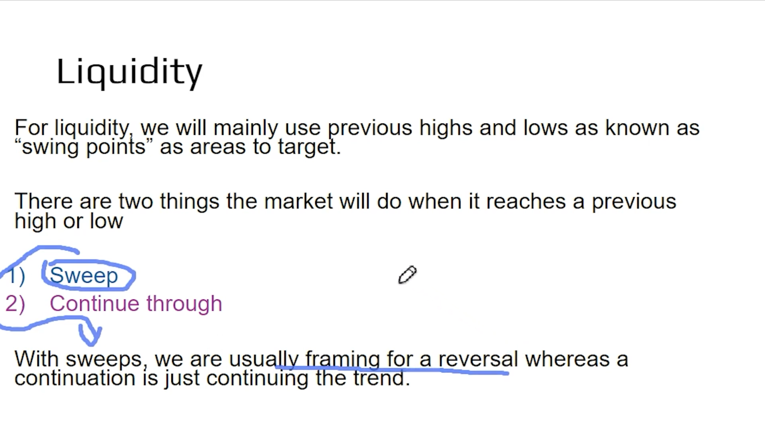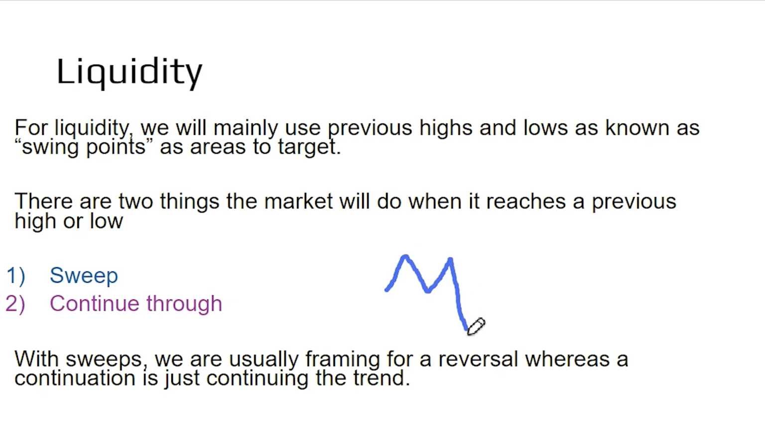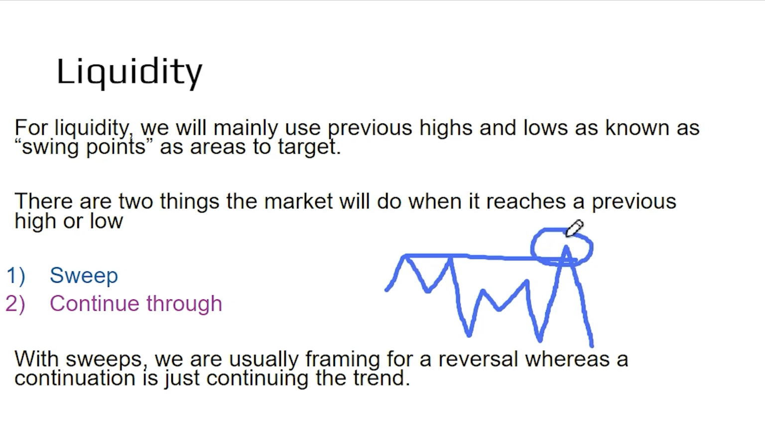So what does a sweep look like? Say this is how the market's reacting. We have this previous high here. Say the market continues to this high, and instead of breaking and continuing higher, it breaks and immediately fails back under. This is known as a sweep.